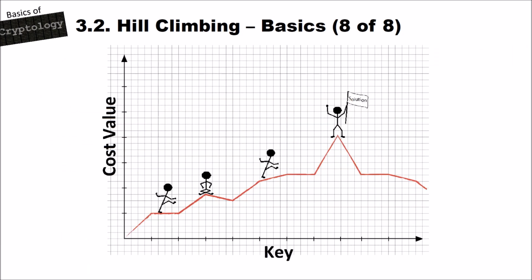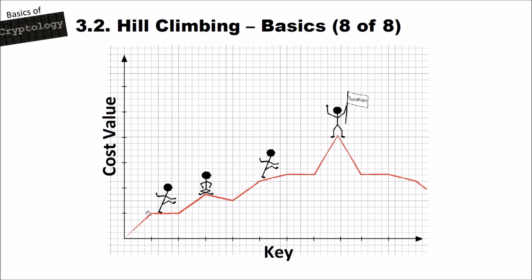Here I made a nice graph that shows you how the algorithm works. So what do we have here? Here on the x-axis we have the key or different keys. And on the y-axis we have the cost value of our fitness function. And when we modify the key, let's assume we have the key here and it has this cost value.